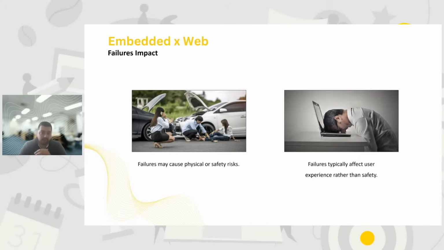Then we have the failures impact. As I referred to in the previous slide, imagine one failure in autonomous driving that can cause a big accident, can kill a lot of people, can have very high and critical consequences. On the other hand, we also have some particular situations in the web and mobile context, but they are not so critical a lot of times. For example, if I fail the login, okay, the user will not be so happy, but at least no one will die. This is the point that I would like to introduce to you on this slide and compare the contexts in terms of failures impact.